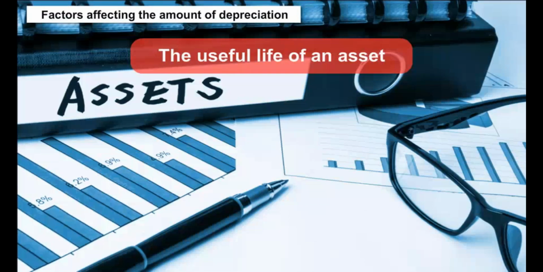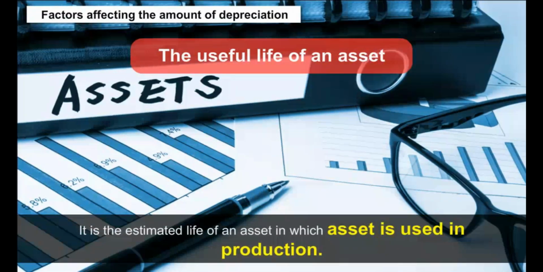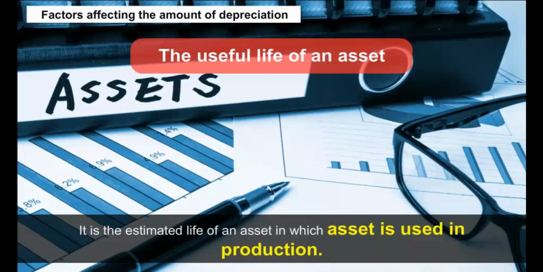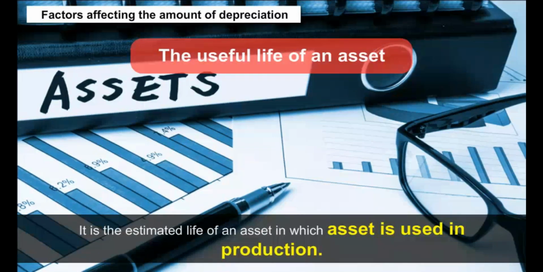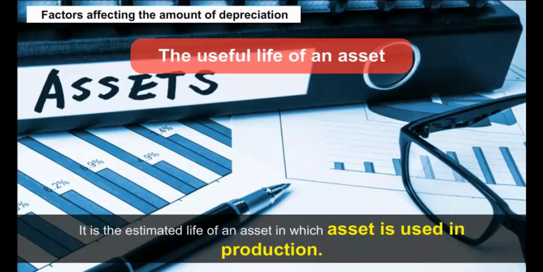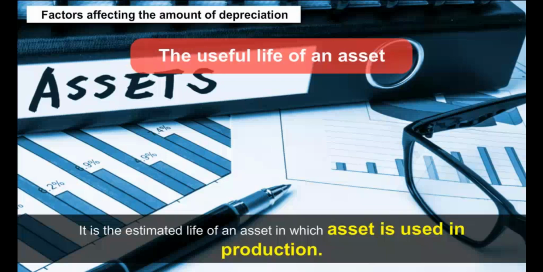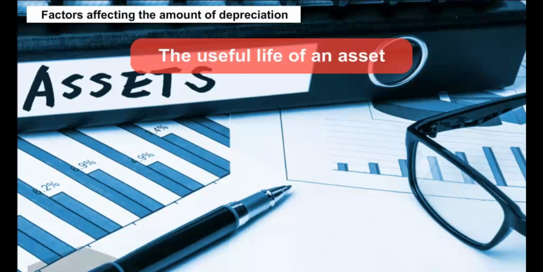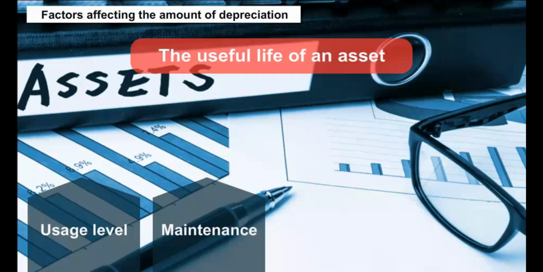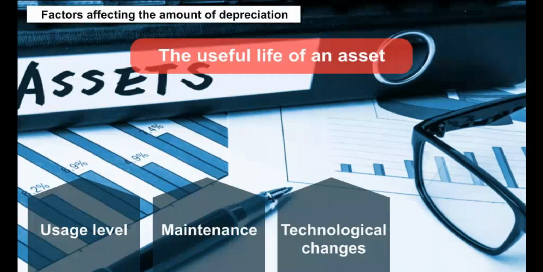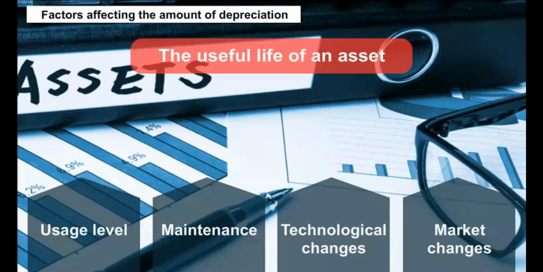The useful life of an asset is the estimated life of an asset in which the asset is used in production. The estimation of useful life of a machine depends upon various factors like usage level, maintenance, technological changes, market changes, etc.